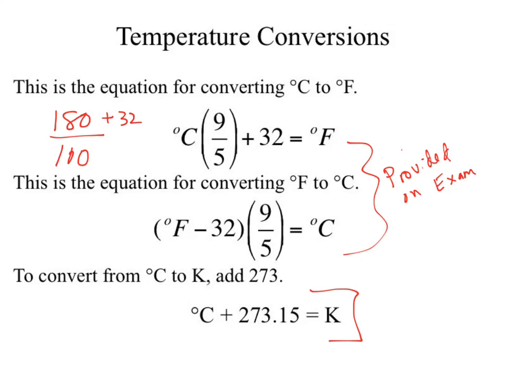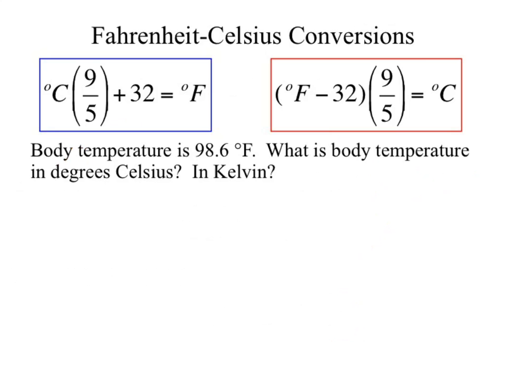Other questions on these? Okay, I think maybe we've got some conversions here, so let's go through and figure some of these out. Body temperature is 98.6 degrees Fahrenheit. What is body temperature in degrees Celsius? And then in Kelvin. So if we're going to go through and try and do this conversion, we need to decide what our answer needs to be.